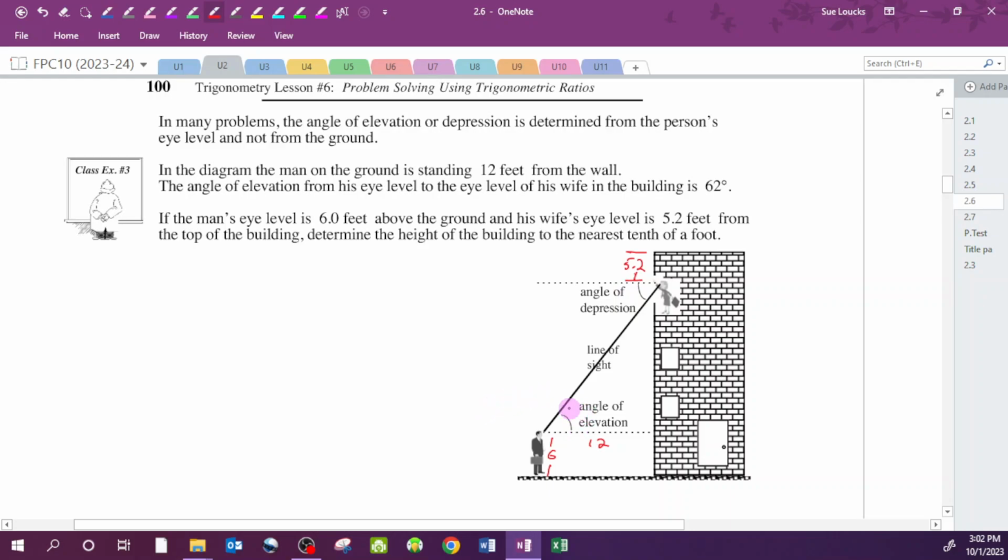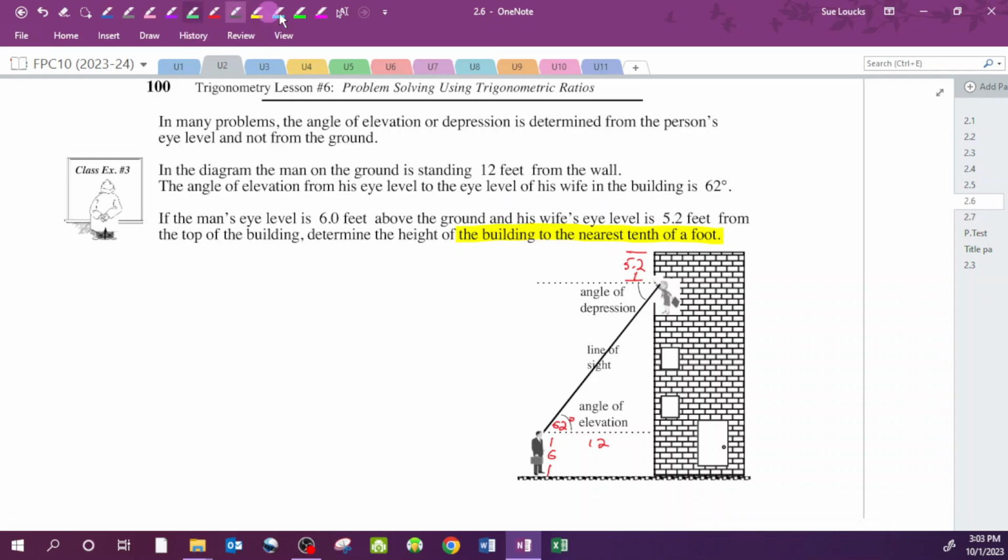And the angle of elevation from his eye level to the eye level of his wife is 62 degrees. So this is 62 degrees. And find the height of the building.